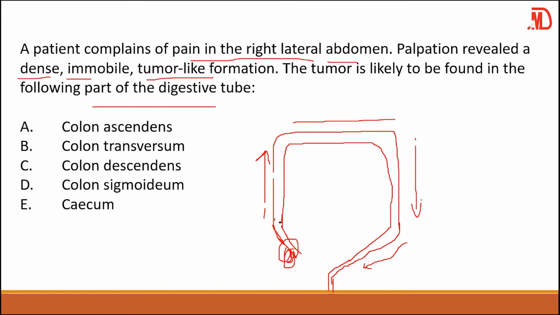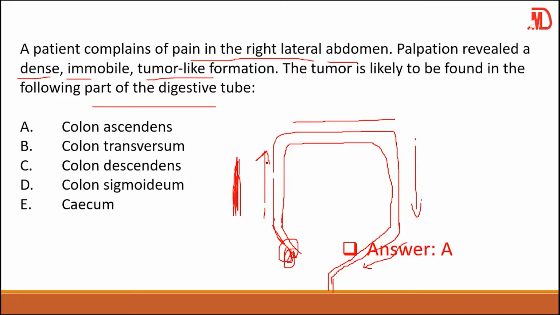Now they are telling you that there's a problem on the right side of the abdomen. Where do you look? Is it here or here? Of course, here. If you look at your abdomen, this is your right side. So definitely they are looking at this part, that is the colon ascendens. So over here, we are looking at A.